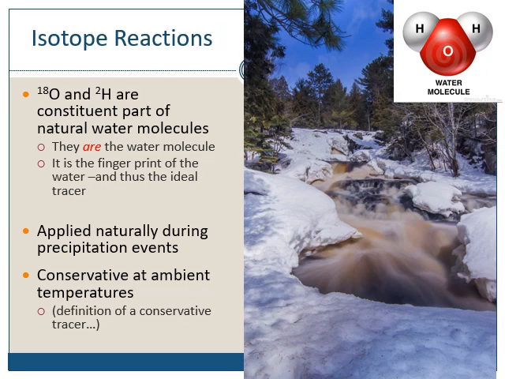So as a quick review, O18 and deuterium are constituent parts of the natural water molecule. And so this is what allows us to fingerprint water. It's an idealized tracer, a conservative tracer. And the variation in isotope signatures of water occurs naturally in precipitation events. So it's a conservative tracer.